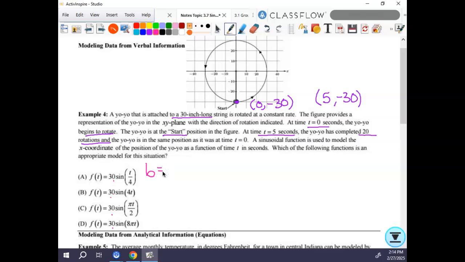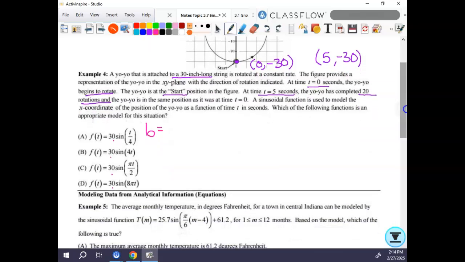And then tell me, Alondra, what is B related to? What do I have to know about my function to find B? The period, exactly. So I need the period. Well, I know that I'm going to start at 0, negative 30. Now, I'm going to draw this, and I'm not going to draw enough, I know, because I'm not even going to count. But when I get to 5 seconds, I've gone through 20 rotations, which means 20 cycles of the squiggles, right? And so let's just pretend like this is 20, okay? Just pretend like I got 20 cycles, just so we can wrap our mind around it.